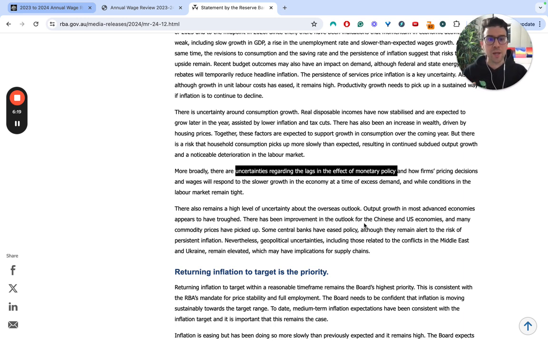And finally, they're also concerned about the overseas outlook. They're not really sure. Output growth seems to have maybe hit the bottom of the trough, but they're not really sure what's going on. And so at the moment, they're in a holding pattern. So there we have it. We've got the 3 main updates and how you can utilize it in your essays.